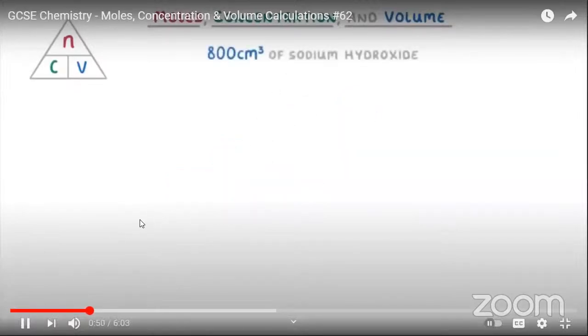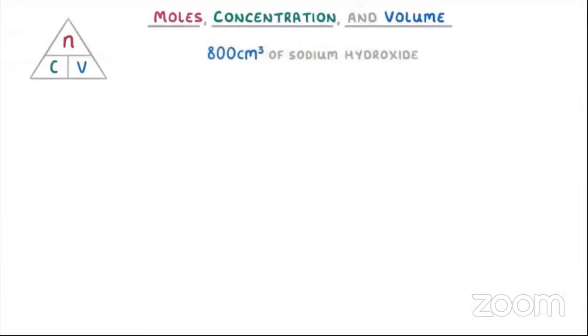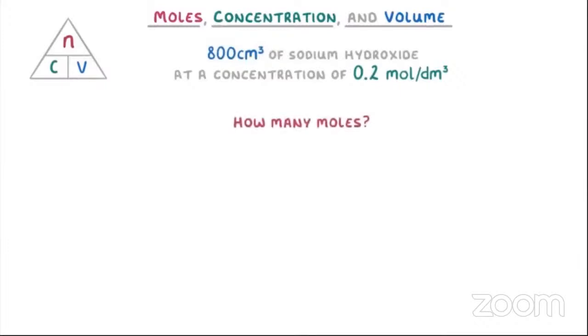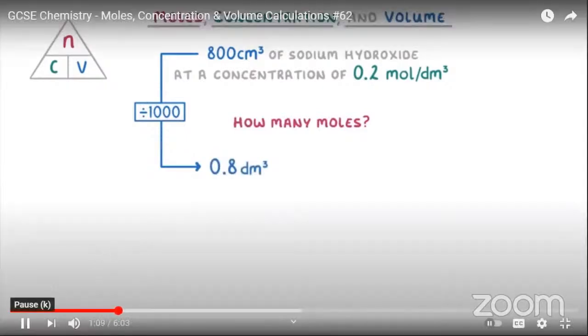So if we had 800 centimeters cubed of sodium hydroxide at a concentration of 0.2 moles per decimeter cubed, then to find out how many moles we had in total, we would just divide our volume by 1,000 to make it 0.8 decimeters cubed, and then do volume times concentration.